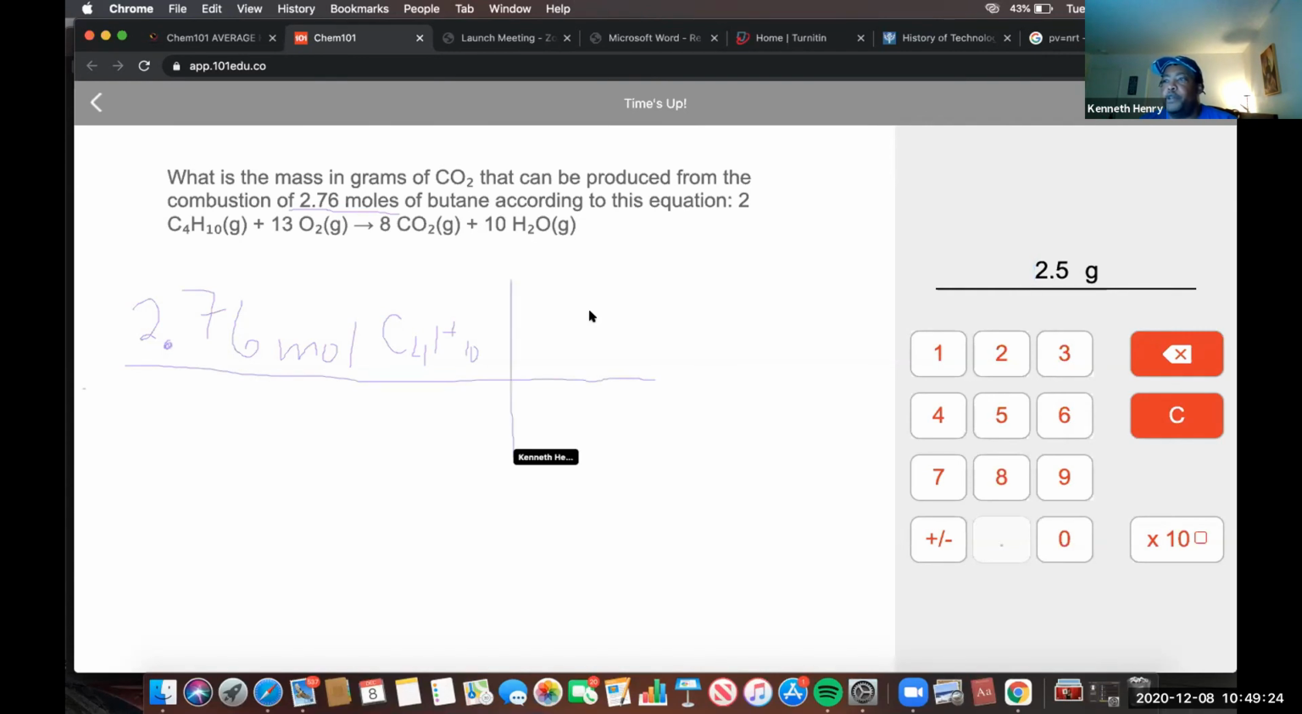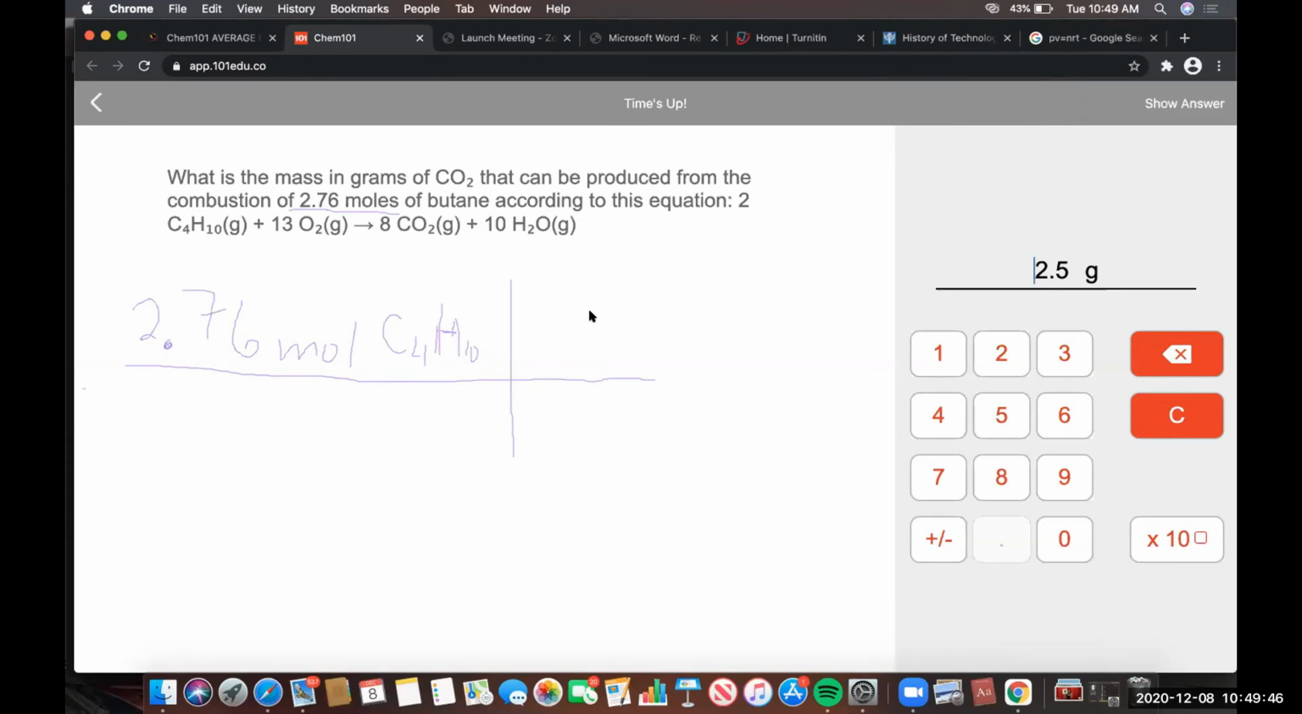So what is the relationship between butane and carbon dioxide? For every number of butane, I have how many carbon dioxide? One? No, because here, what is this? This says 2. Oh, 2 C4H10, yeah, 2 for every 8. So you want to use the stoichiometry, right? The whole purpose of having a balanced equation is so that you can use it to calculate everything else.